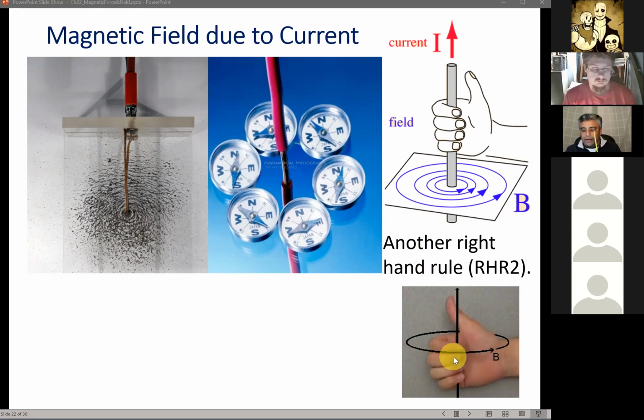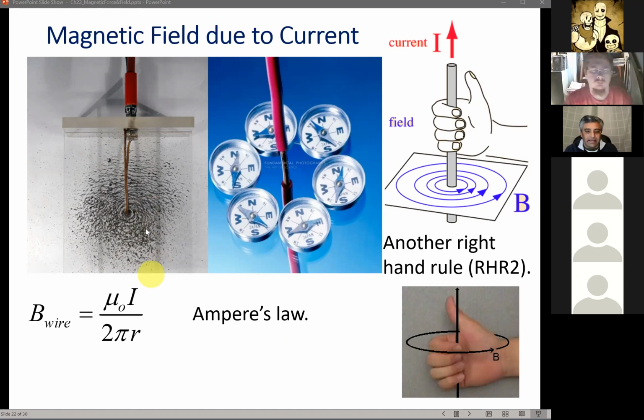So what do you do? You grab that wire, something like this, with the thumb pointing in the direction of current flow. Thumb in the direction of current flow, okay? And then once you curl fingers, the fingers give you the direction of the magnetic field. So when current is going something like this, see my fingers are curling like this. Now when current comes down, I need to bring my thumb down, so my fingers now curl exactly opposite. Okay, and so that's how we use it.